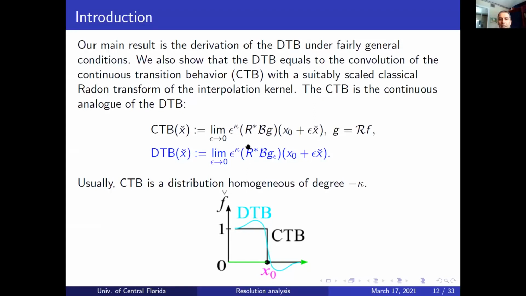For comparison, underneath here is written a formula for the DTB. You see, the only difference is that in the top one, we have exact reconstruction, exact meaning with continuous data, and G epsilon means interpolated discrete data. Usually, the CTB turned out to be a distribution homogeneous of degree negative kappa.